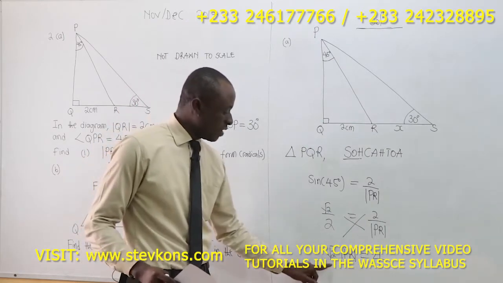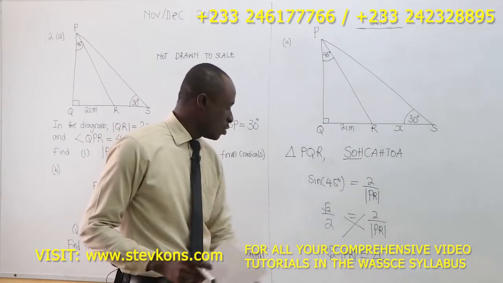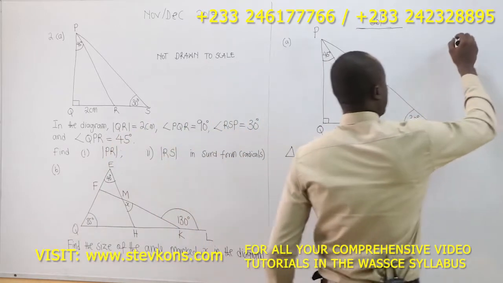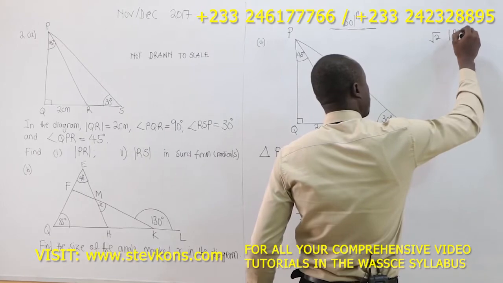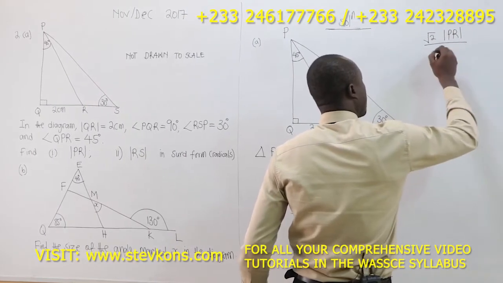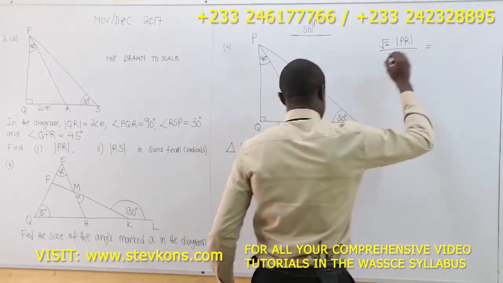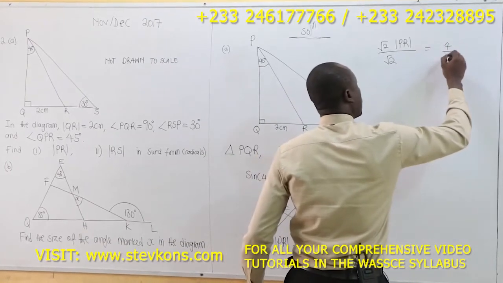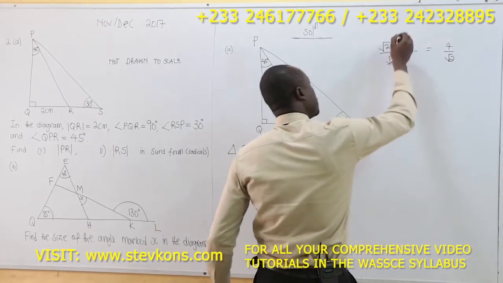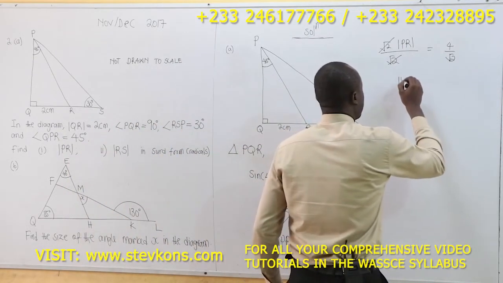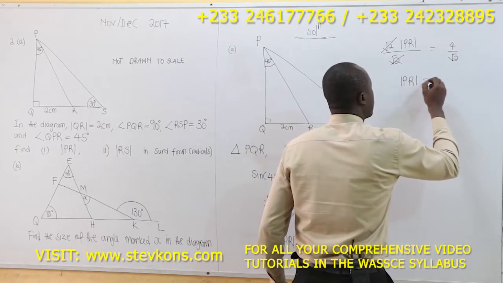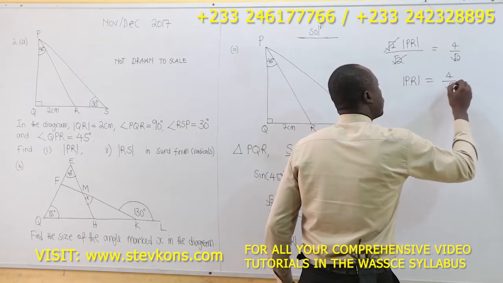When we find PR, we divide both sides by what? Root 2. So we have root 2 PR out of root 2 equal to 4 out of root 2. So this is cancelling out that. So we have PR equal to 4 out of root 2.